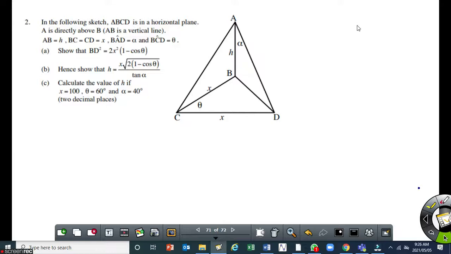So in this question here, you have got A, B, C, D, which is in the horizontal plane, right? That stage there. And A is directly above B, and AB is a vertical line. Then you've got AB equal to H, BC equal to CD, they are both equal to x, and BAD is alpha, BCD is equal to theta.